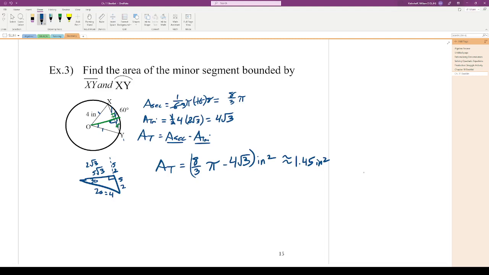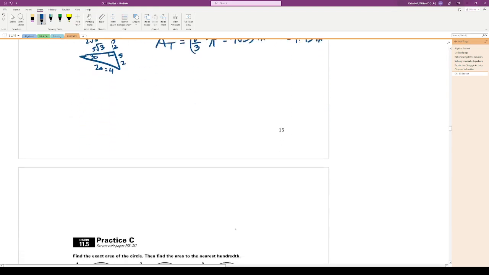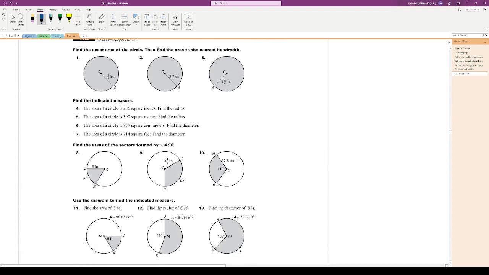Yeah, so I want us to be able to do both. I'll probably be asking you to find both the precise or exact area and a rounded estimate. So I want us to be familiar with doing both of those. All right, so that's pretty much all for notes on that. I'll do a few more practice problems, and then you can do the rest on your own.